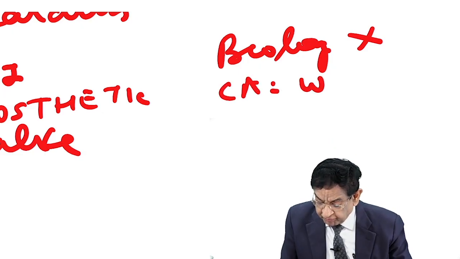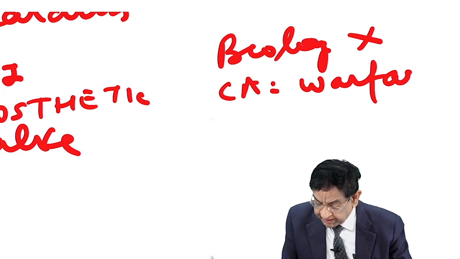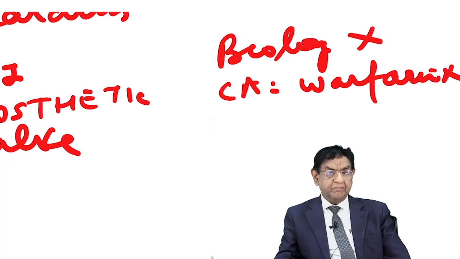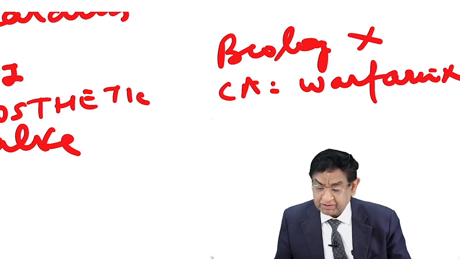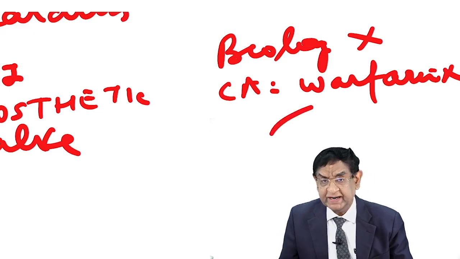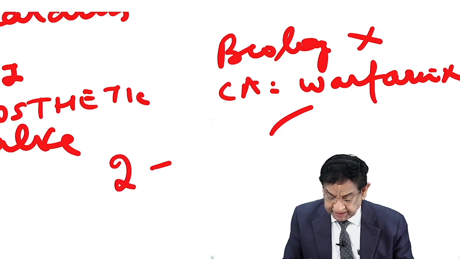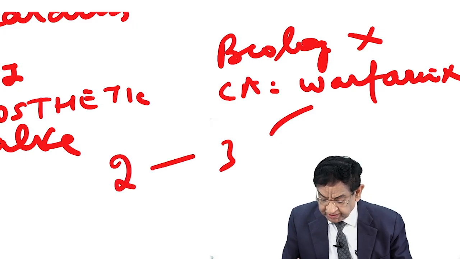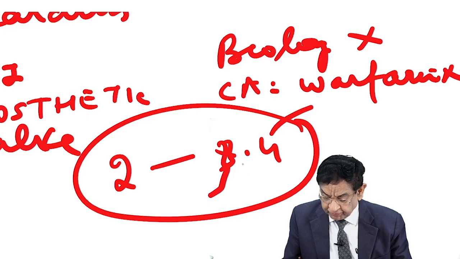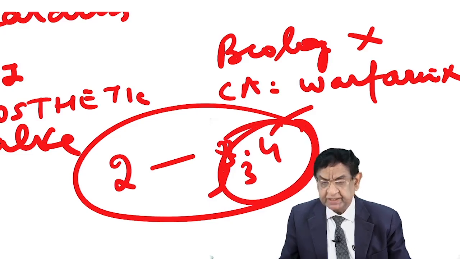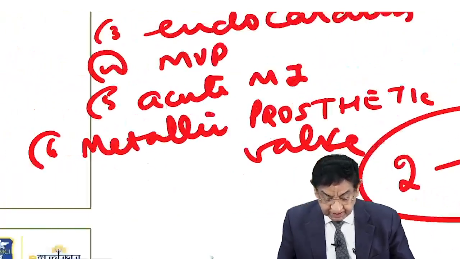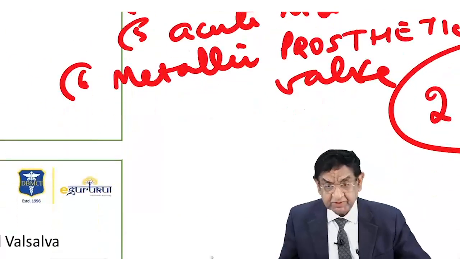That's why warfarin we don't use in biological valves. But in metallic prosthetic valve, the embolic phenomena is very common. So we use warfarin, and as I told you, we try to maintain INR between 2 to 3.4 when we are using warfarin in metallic prosthetic valve. Well, now comes the gold medal question.